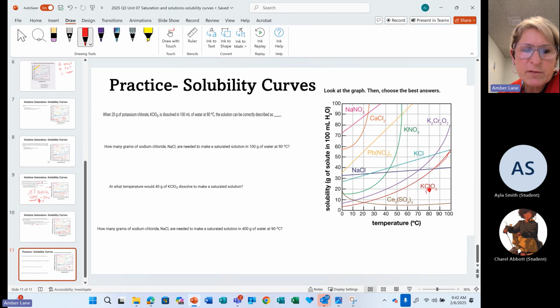It says how many grams of sodium chloride are needed to make a saturated solution. So again, our point has to fall on the line in 100 grams of water. Now, just so you know, 100 grams of water is equal to 100 milliliters of water. 1 milliliter is the same as 1 gram. So just FYI. Now we're going to sodium chloride, which is right here. How many grams of sodium chloride are needed to make a saturated solution at 90 degrees? So I have to go over 90, and go all the way up until I hit that line.